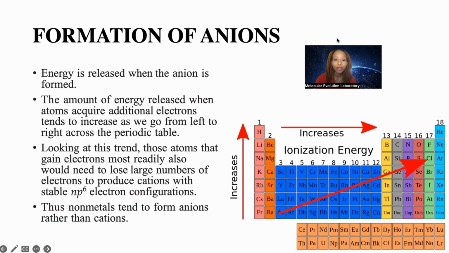The amount of energy released when atoms acquire additional electrons tends to increase as we go from left to right across the periodic table. Looking at this trend, those atoms that gain electrons most likely would also need to lose large numbers of electrons to produce cations with stable p6 electron configuration. Thus, nonmetals tend to form anions rather than cations.